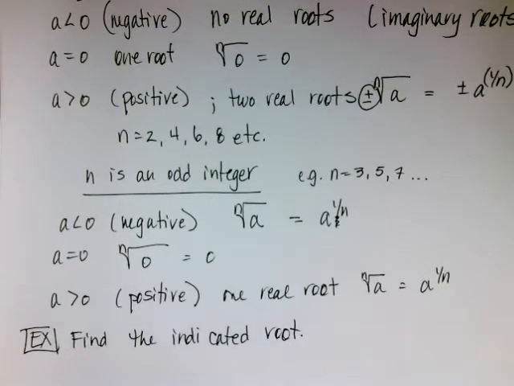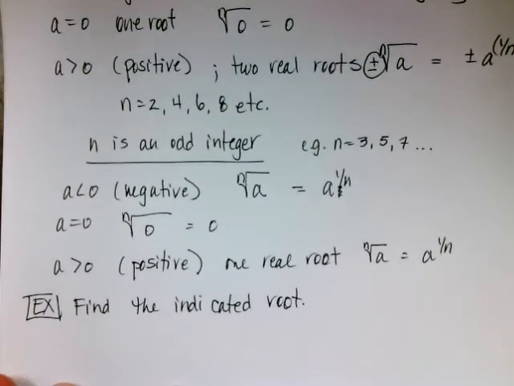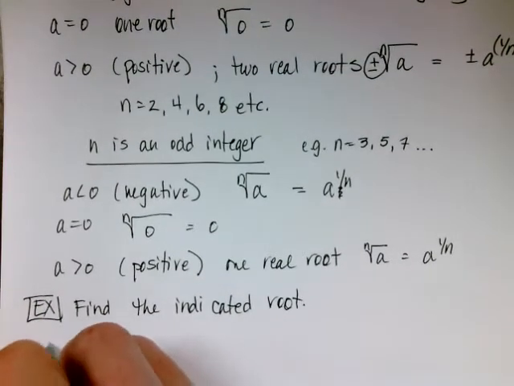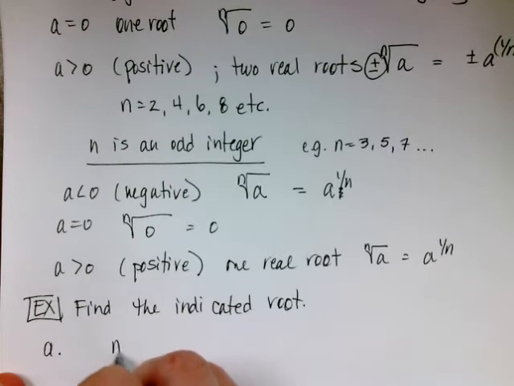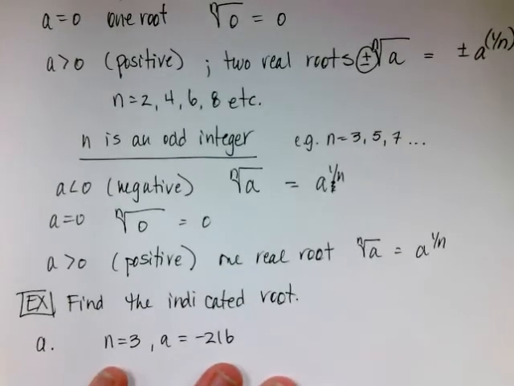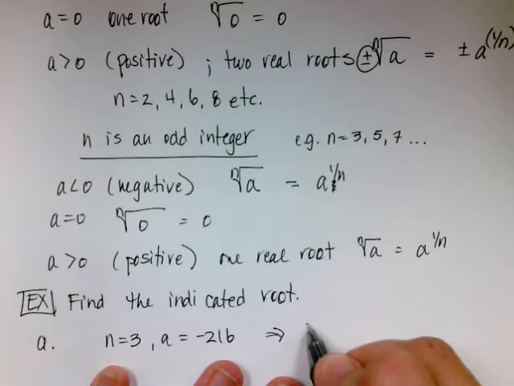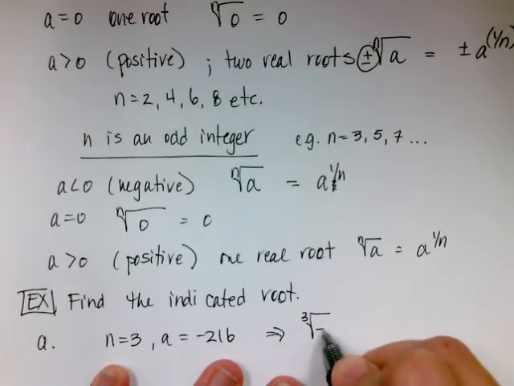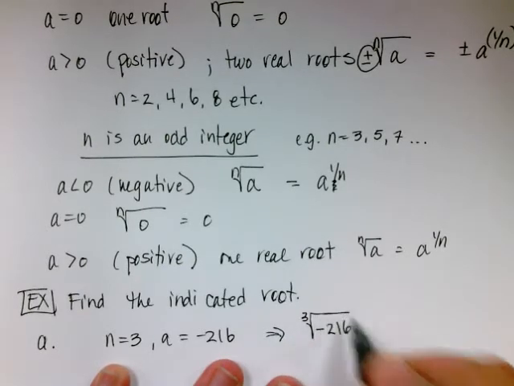All right, we're going to do this one in our calculator. So I'm going to tell you that n is equal to 3 and a is a negative 216. So the n tells you which root they want you to find. So I'm going to rewrite it as the third root of a negative 216.